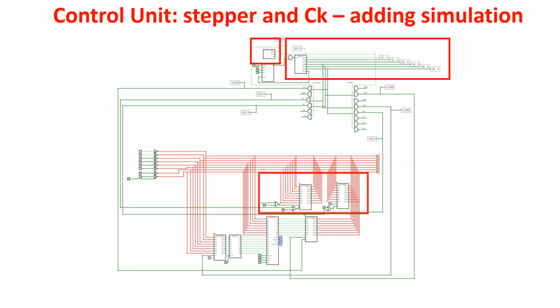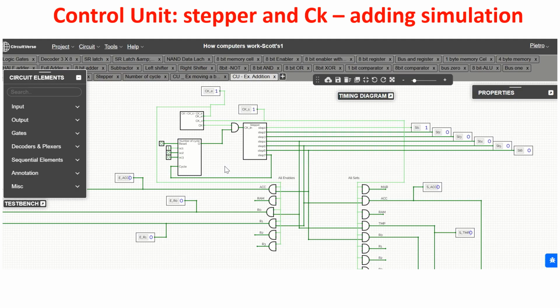Here you see the two registers in which there are the 2 bytes that we want to add. And here there are the ALU with its registers, accumulator, TMP, and also bus 1, which we have described in previous videos. So this is our simulation circuit. Here we have the stepper with its 6 steps. Here we have the clock generator, which also generates clock E and clock S.